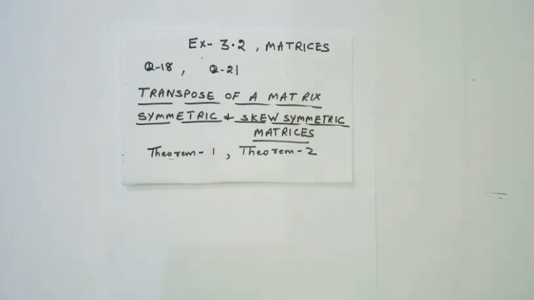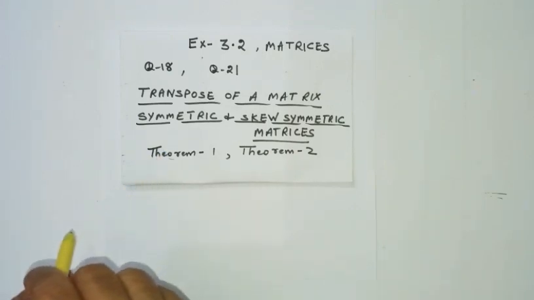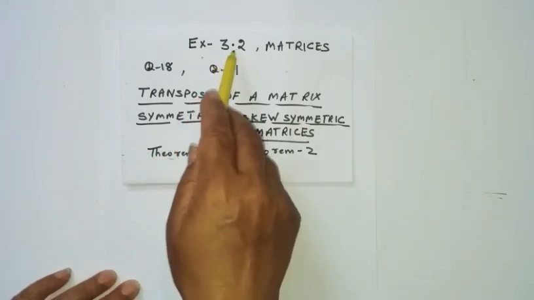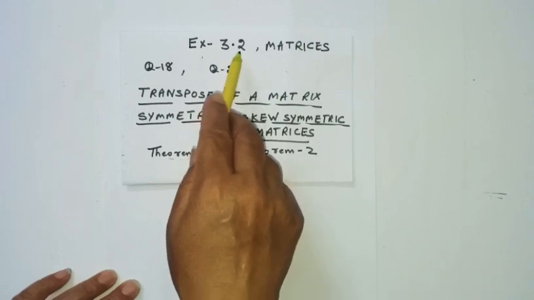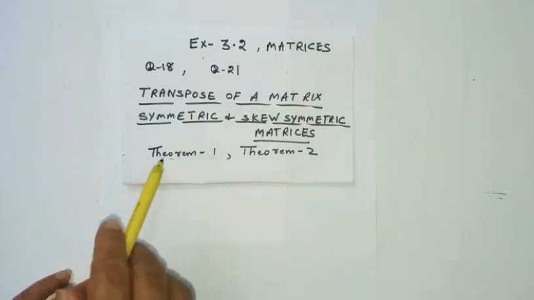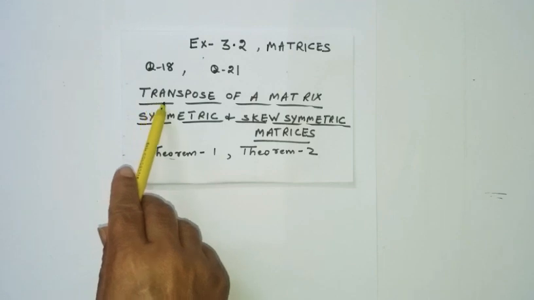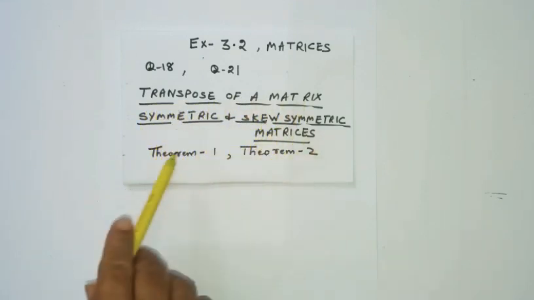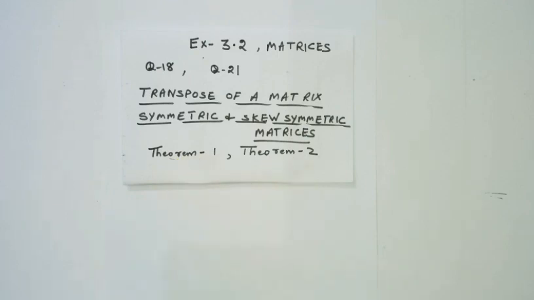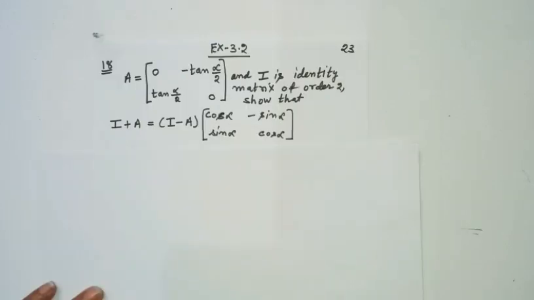As you know, we are discussing the syllabus of class 12th mathematics here, and we are in continuation of chapter 3, matrices. And yesterday I did a few questions of exercise 3.2. Today I am going to do question 18 and question 21 of exercise 3.2, and in this video you will also see that we are going to discuss transpose of a matrix, symmetric and skew symmetric matrices, theorem 1 and theorem 2 based on this matrix.